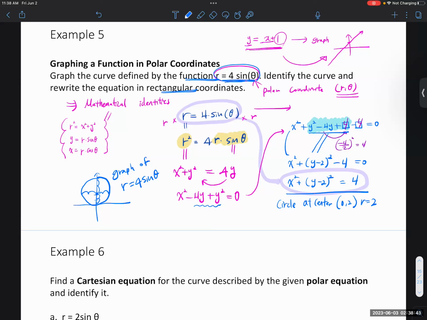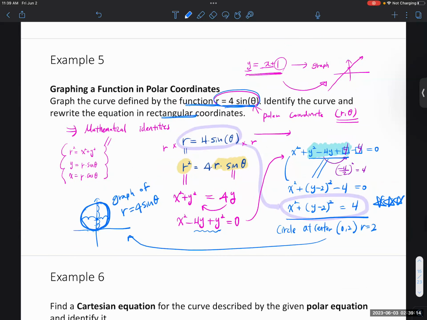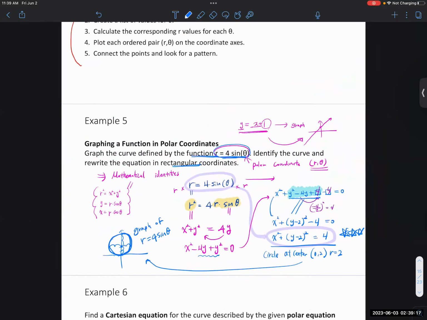What we just did? We just converted to the rectangular, because I don't know how to graph this polar function. So therefore, 4 times the sine theta in polar coordinate function is going to be this graph. The radius is 2, and the center is 0,2. If you input any angle and output, they're going to be on this circle. Are we okay?